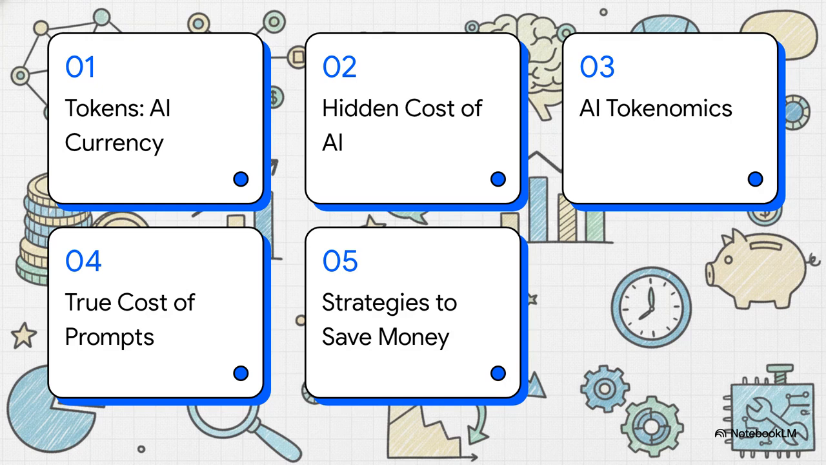Here's our roadmap for today. First, we'll cover tokens as the new AI currency. Second, the hidden cost of AI. Third, understanding AI tokenomics. Fourth, the true cost of prompts. And finally, we'll wrap up with actionable strategies to actually save you money.